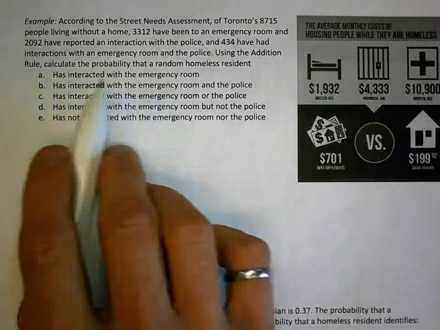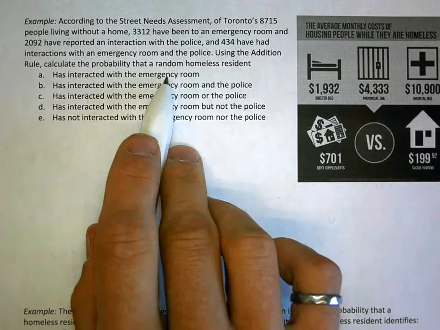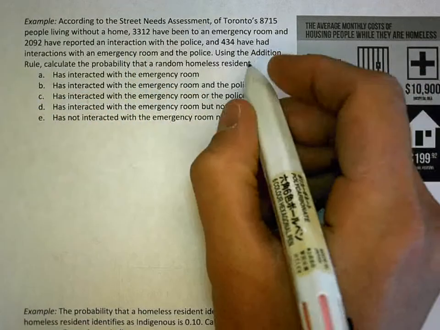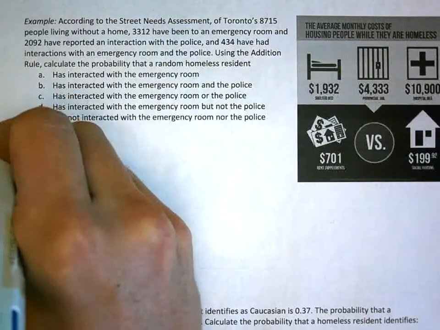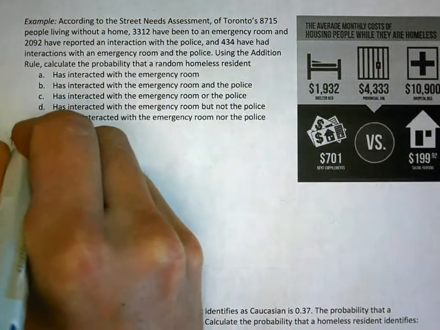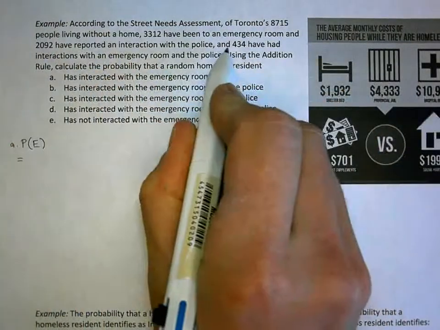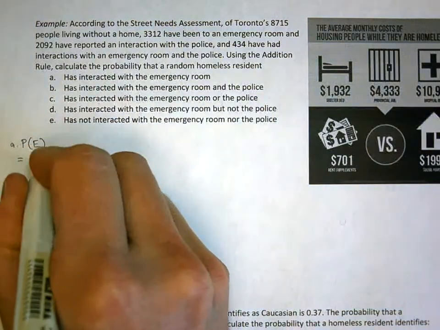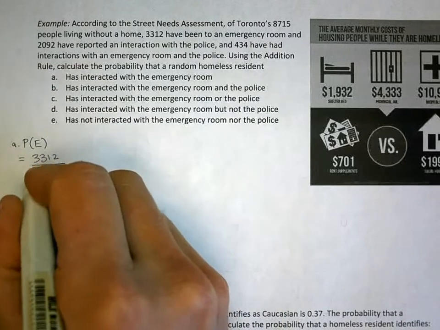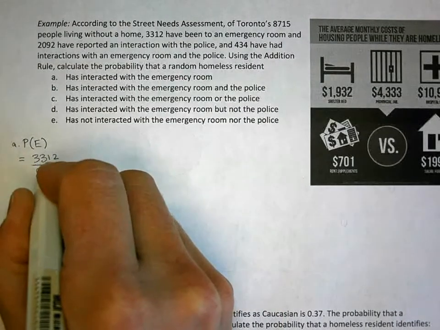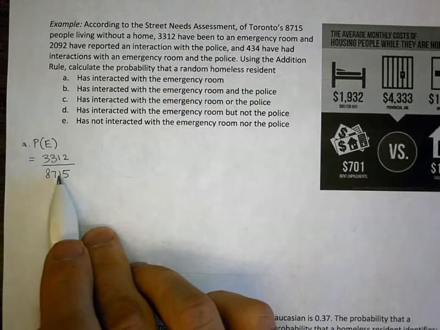Okay, sorry, rant over. So let's calculate the probability that a random homeless resident has interacted with the emergency room. We have emergency room and police, those are the two things we're dealing with here. The probability of an emergency room interaction is the number who have had interactions in the emergency room, which is 3,312, over the total population, which is 8,715. Again, it's permissible to leave the fraction like this. You don't have to reduce. You can turn it into a decimal if you like.